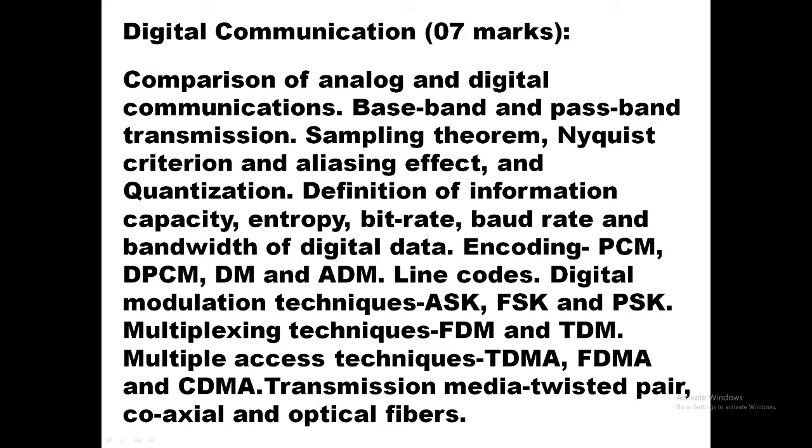Then you should define what information capacity is. Okay, then entropy, bit rate, bits per second, baud rate, symbols per second, and bandwidth of digital data, because it will relate to the channel capacity. Then encoding, some basic modulation techniques which will convert analog to digital, that is pulse code modulation, differential pulse code modulation, delta modulation and adaptive delta modulation.